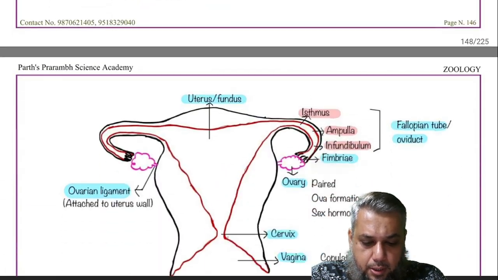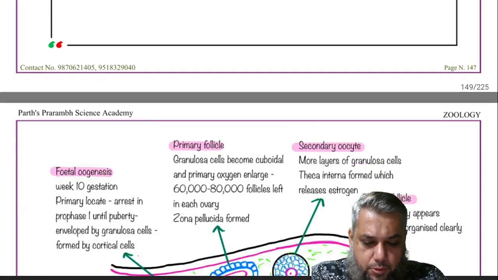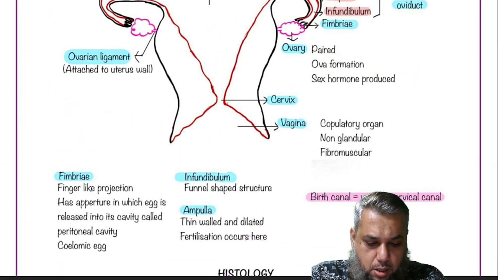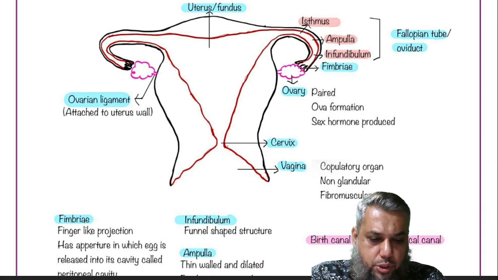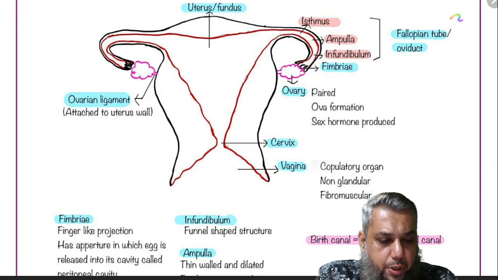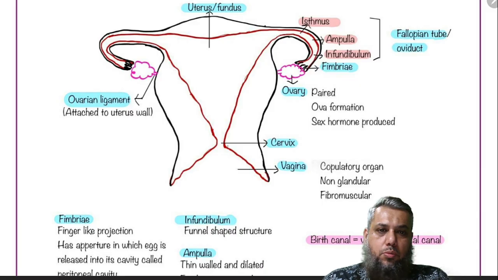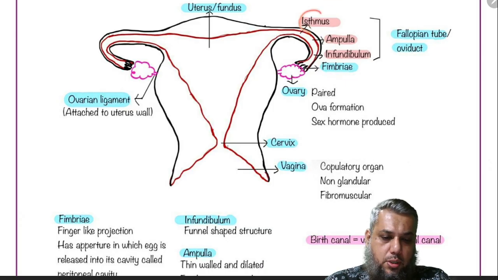Other than that, the female reproductive system shows the presence of a pair of structures which are called the oviducts. The oviducts are also called the fallopian tube. The fallopian tube shows the presence of three parts. The one closest to the uterus is called the isthmus. The middle part is called the ampulla. And the part closest to the ovary is called the infundibulum. The infundibulum shows the presence of finger-like projections, which are called the fimbriae.